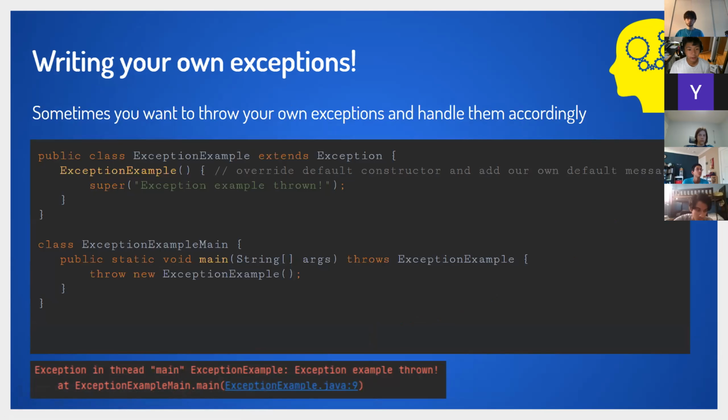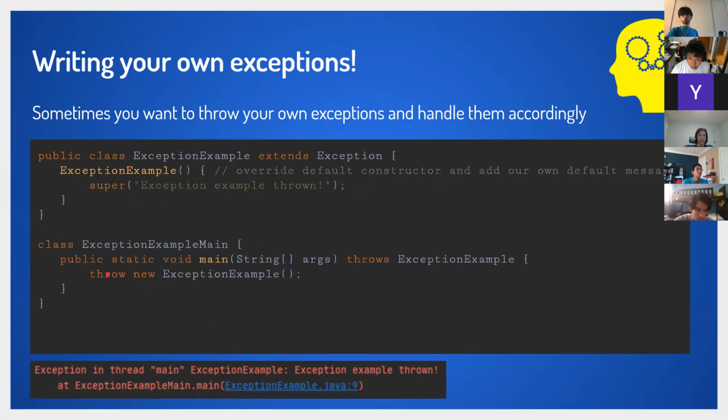Okay. So the super keyword here, it means that it's going to call the constructor of the superclass. Okay, but basically the class above it, right? Because ExceptionExample is a subclass of Exception. So Exception is now the superclass. So when we say super parentheses, we're calling the constructor.